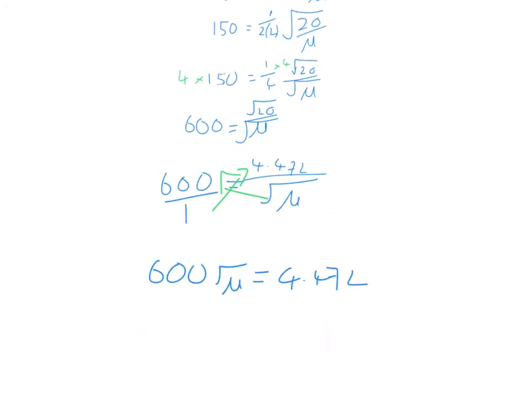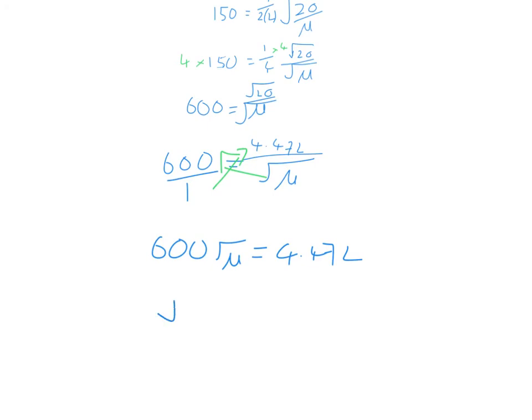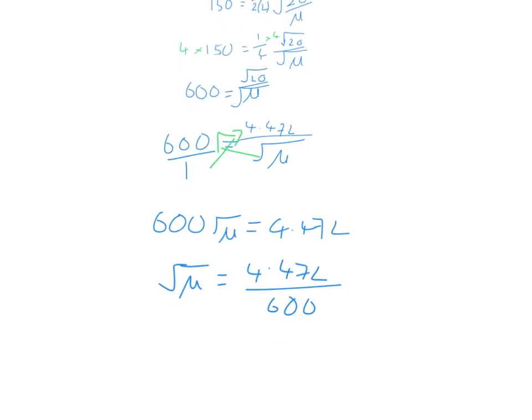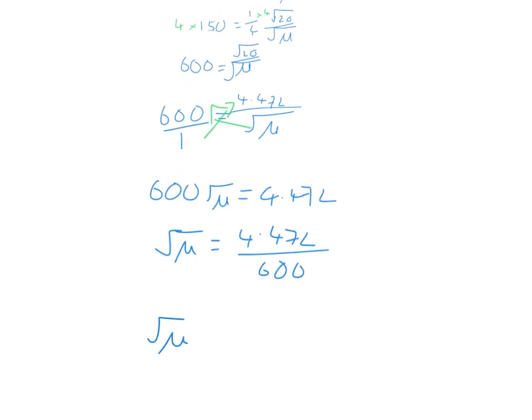Now to get mu by itself, we're going to first get rid of the 600. So square root of mu is going to equal 4.472 divided by 600. Again, we're just dividing both sides by 600 here, which means that the left hand side will cancel out, just giving us the square root of mu, and the right hand side will be 4.472 divided by 600. Now we can use our calculator to get that as a decimal. That will give us 7.453 times 10 to the minus 3.